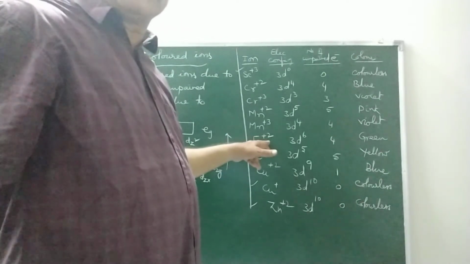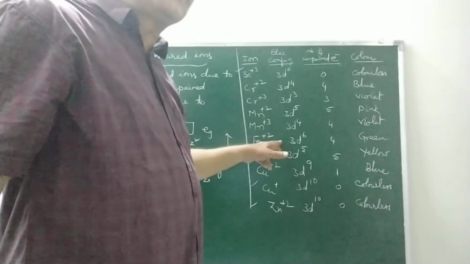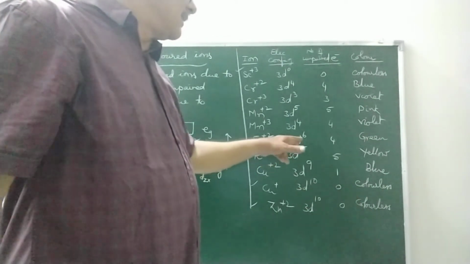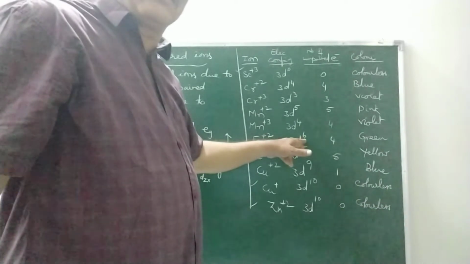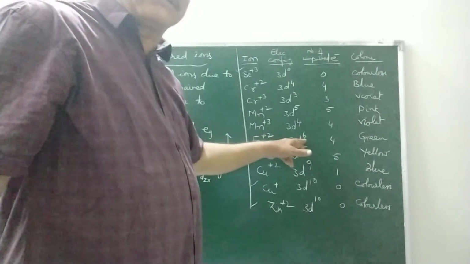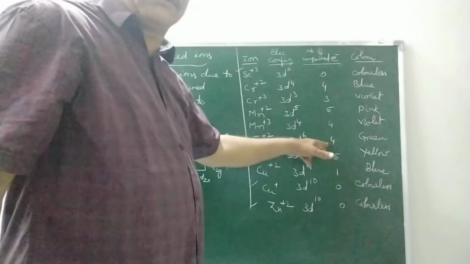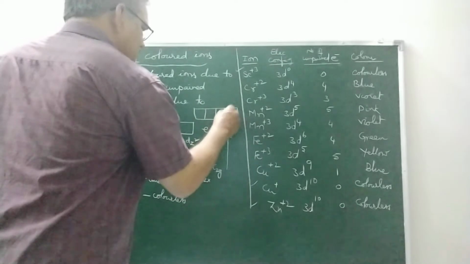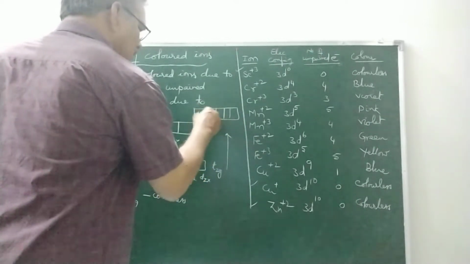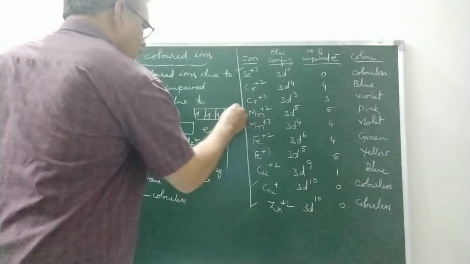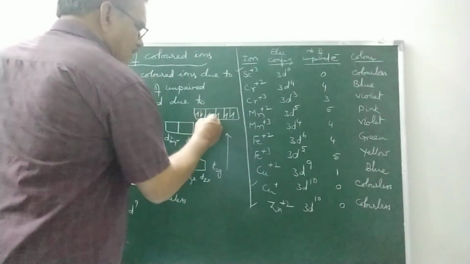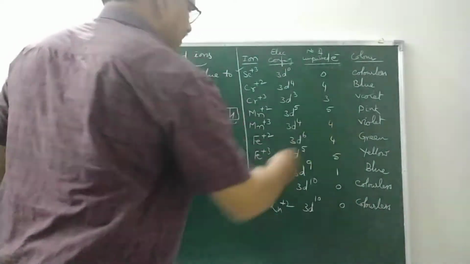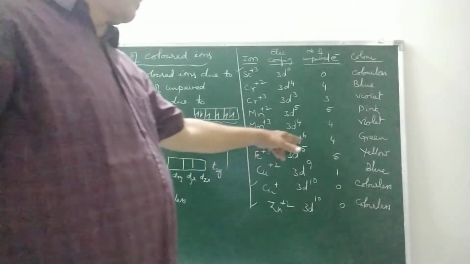Fe+2, Fe atomic number 26. Its electronic configuration is 4s2 3d6. In the +2 state, it loses 2 electrons from 4s and 6 electrons are present. These 6 electrons are arranged in 5 d orbitals as one pair and 4 unpaired electrons. So 6 electrons in d orbitals, 1, according to Hund's rule, 2, 3, 4, 5, 6. So one pair. How many unpaired electrons are present? 4. 4 unpaired electrons are present. It appears green.